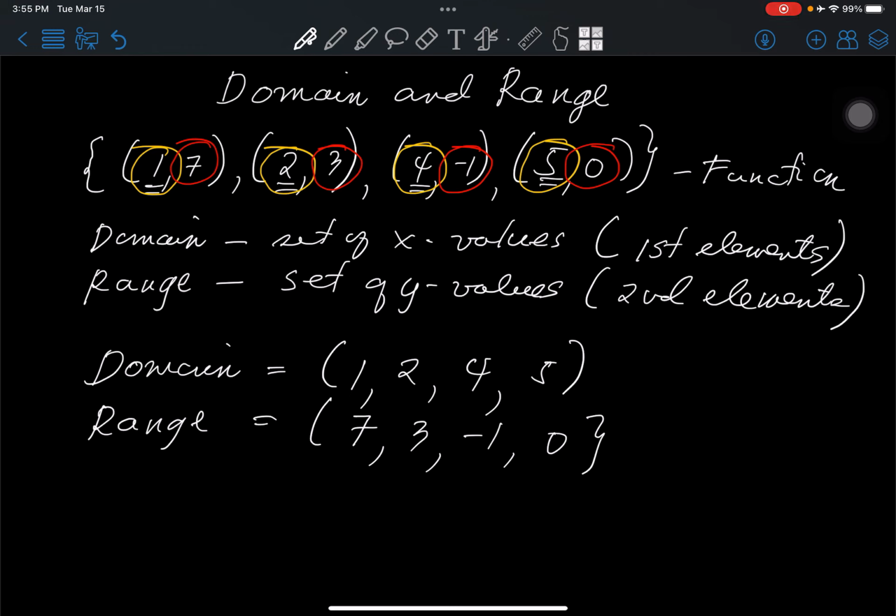So it's really easy to determine your domain and range, particularly if there is a given set of ordered pairs, and identifying whether it's a function or not a function. You are just going to concentrate on looking at your first elements. If it's repeated, then it will never become a function. It is simply a relation.